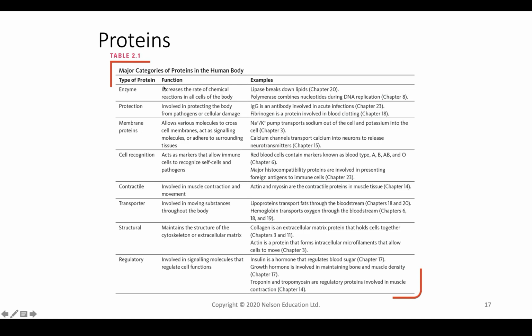So every reaction that's going to happen in our body has a percentage chance of happening naturally, and then that percentage chance is going to be drastically increased when the enzyme is present. It's kind of like a matchmaker that brings two things together to allow the conversion of one thing into another. An example of this would be lipase. Lipase is an enzyme that takes lipids and breaks them down. But they gave you another example of an enzyme because some enzymes build things up. So polymerase is an enzyme that's going to take two nucleotides and combine them together during DNA replication.